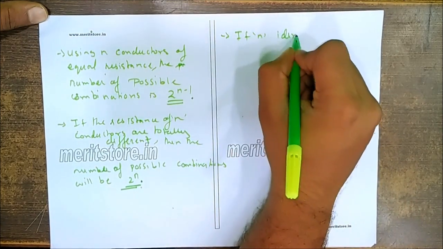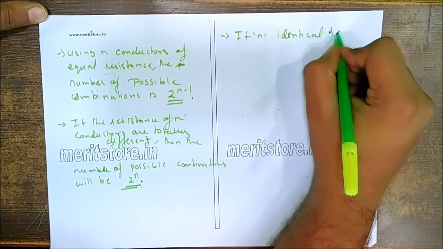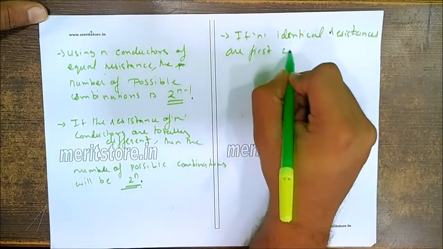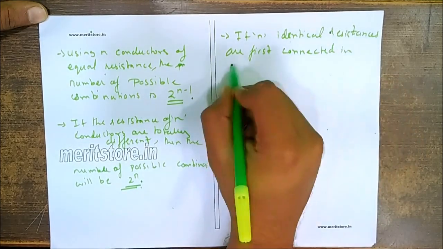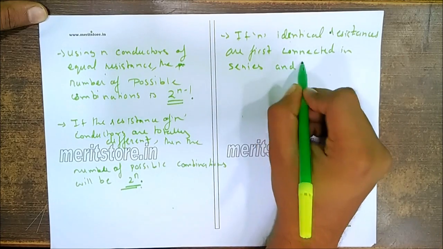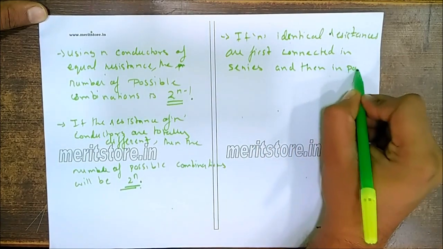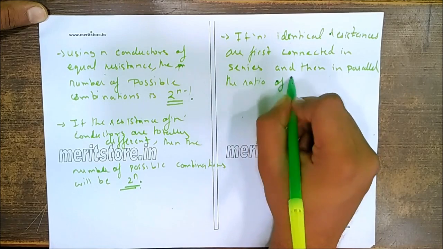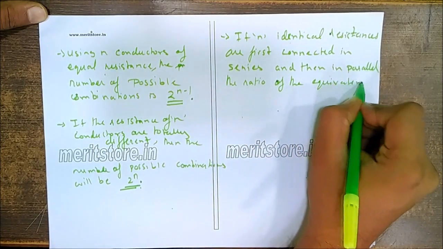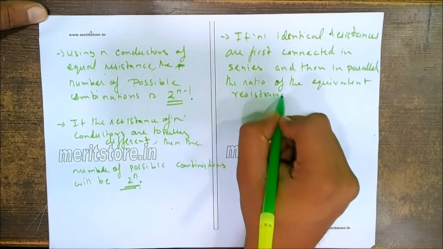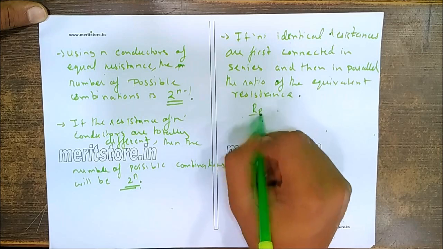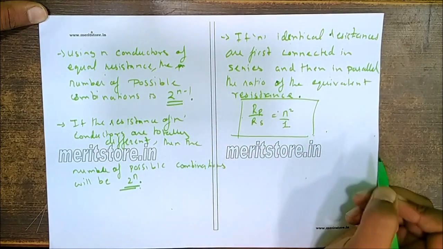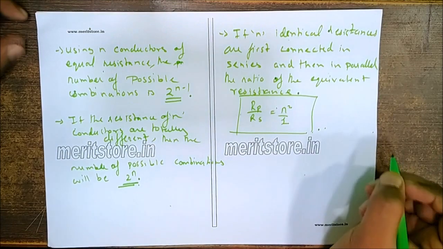If identical resistances are first connected in series and then in parallel, the ratio of the equivalent resistance is given by Rp by Rs is equals to N square upon 1, or Rp by Rs is equals to N square. So that's all with current electricity.